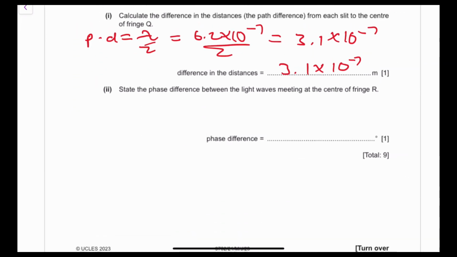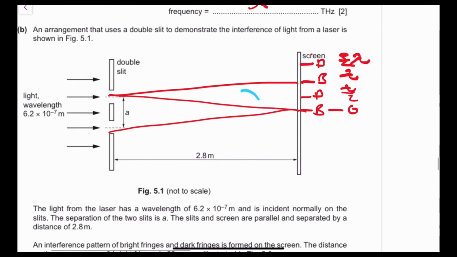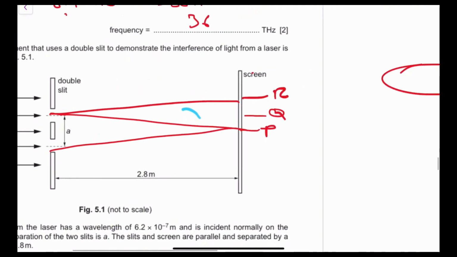Again, the last one: state the phase difference between the light waves meeting at the center of fringe R. So fringe R would be over here. If we're to analyze our situation, we have fringe P at the middle, fringe Q, and then fringe R. With phase difference, it's basically simple. You first start with 0 and you increase by 180 as you go up. So the first one will be 180, the next one will be 360, and you keep on increasing by that multiple.